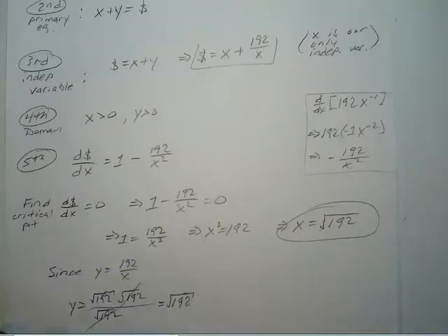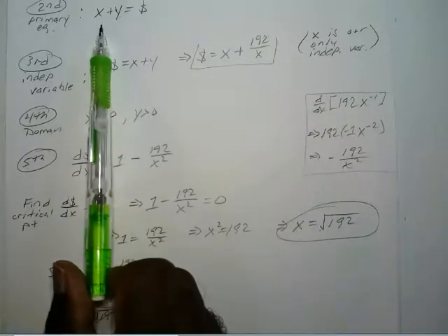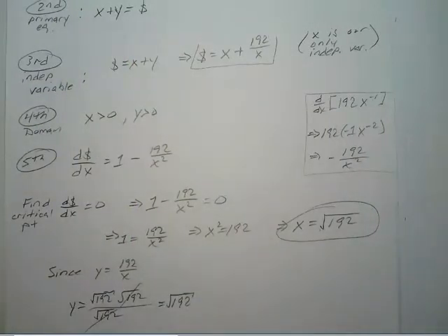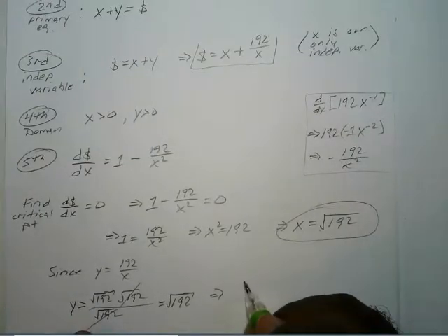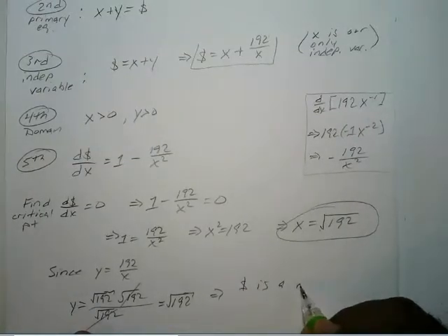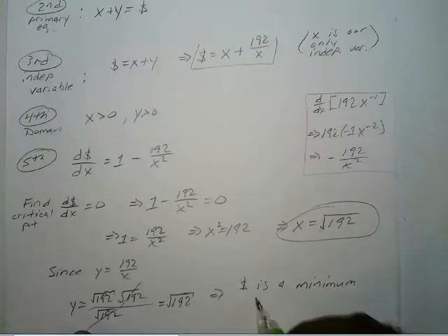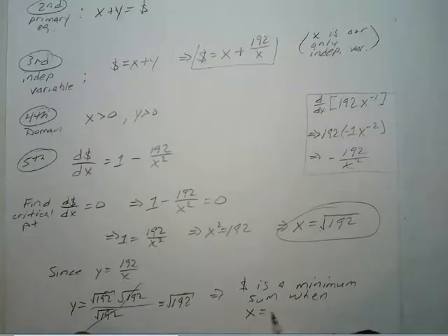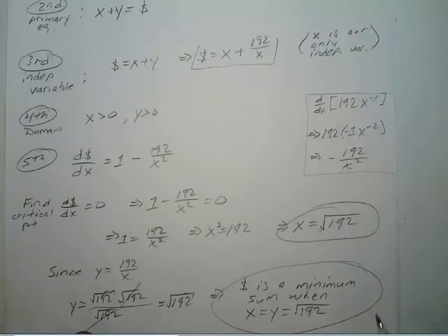So the smallest sum that you can have where their product will equal 192 is square root of 192 plus square root of 192, and then multiply square root of 192 times square root of 192. So we know that S is a minimum sum when both x and y equal square root of 192. So we have our y value there.